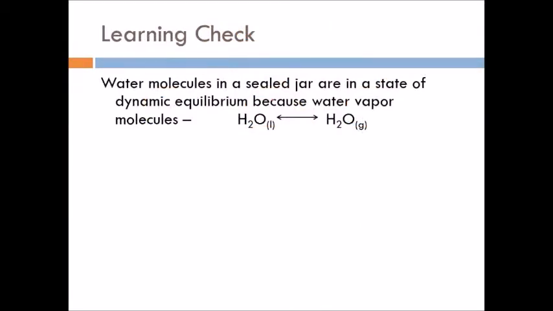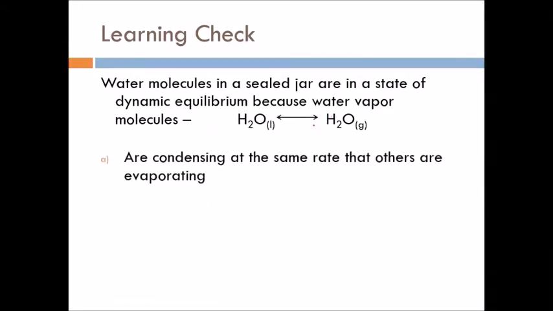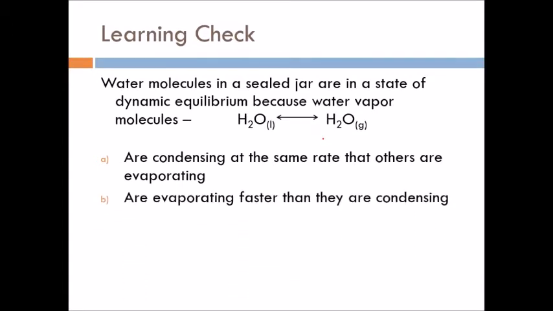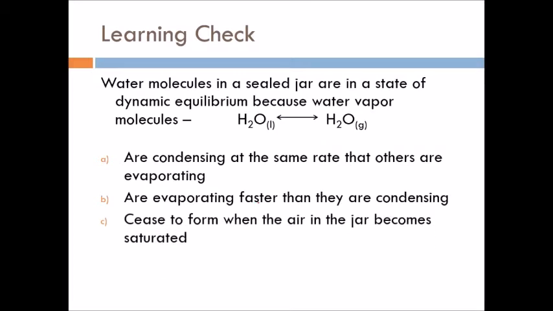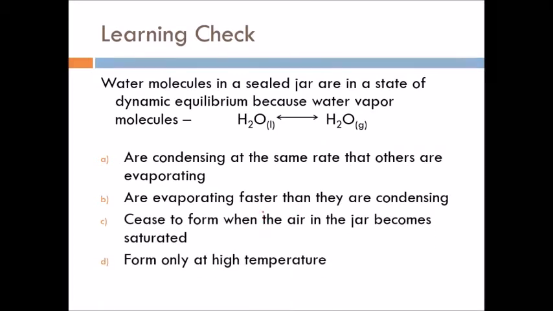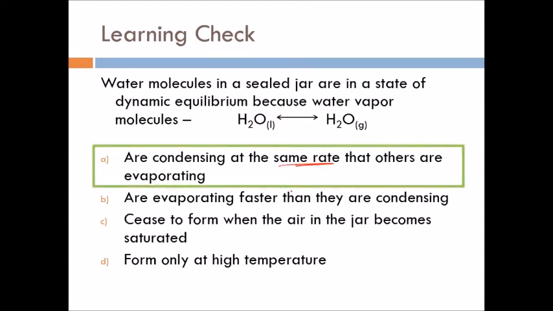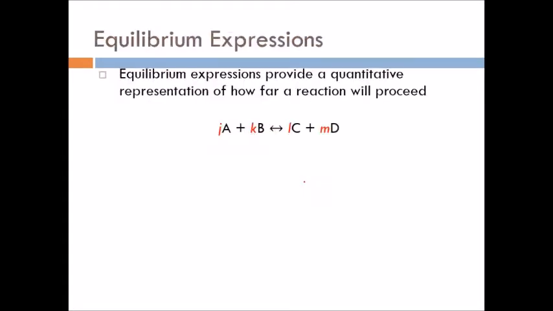Water molecules in the sealed jar, so closed system, are in a state of dynamic equilibrium because water vapor molecules, A, are condensing at the same rate that others are evaporating, B, evaporating faster than they are condensing, C, cease to form when air in the jar becomes saturated, or D, form only at high temperatures. Well, as I also showed in the video, they're finally getting to that same rate here. So A would be the correct choice.